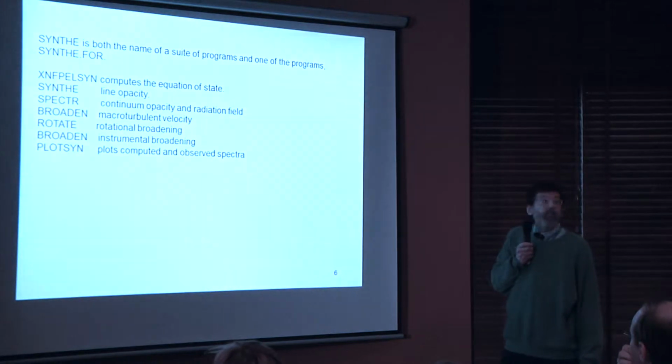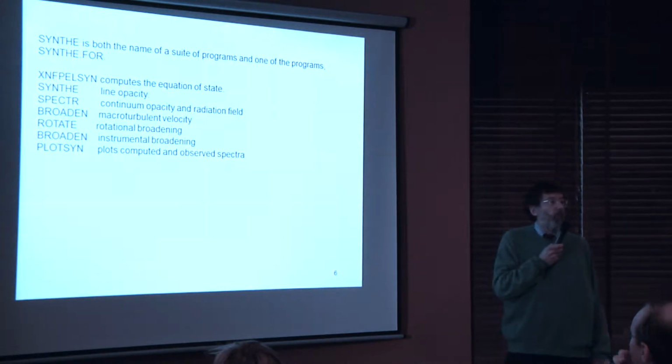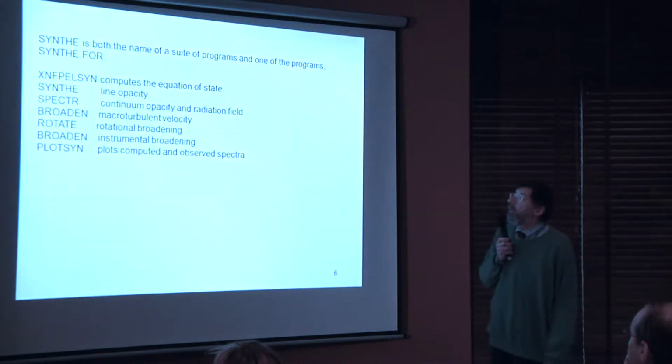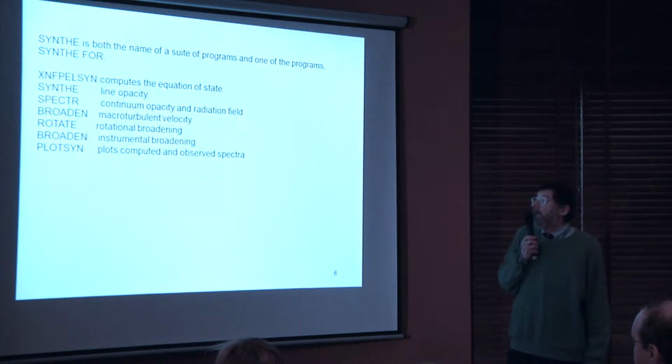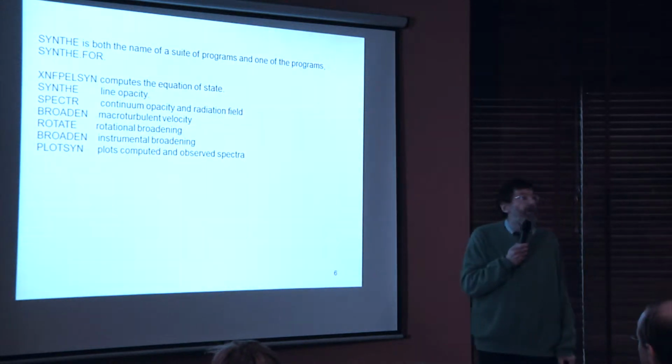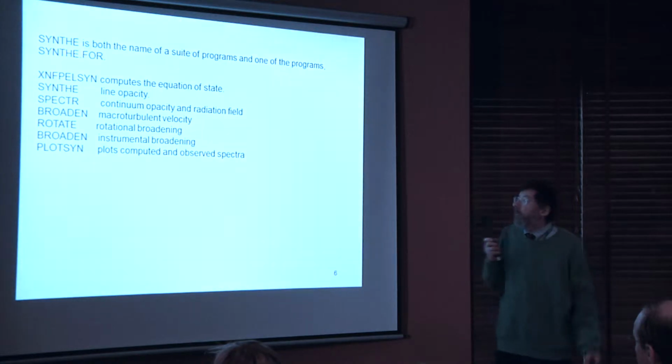Then, once you have those tabulated, Synthe reads them in and computes the line opacity for the whole spectrum. Once you have the whole line opacity computed, Spectrum reads in the number densities, and it computes the continuum opacity and the radiation field. So you end up having the spectrum computed.